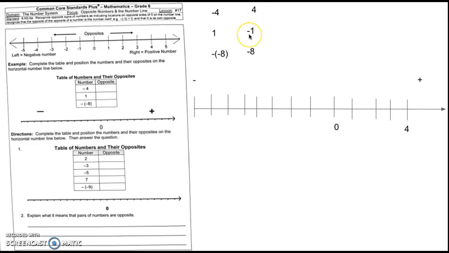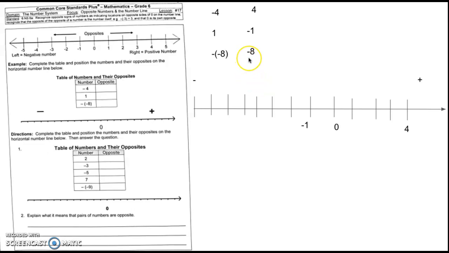Next, -1. Once again, we can't just put it in the 1 spot, right? Because that's +1. We have to put it in the negative spot. So we need to move to the left of 0 one time.